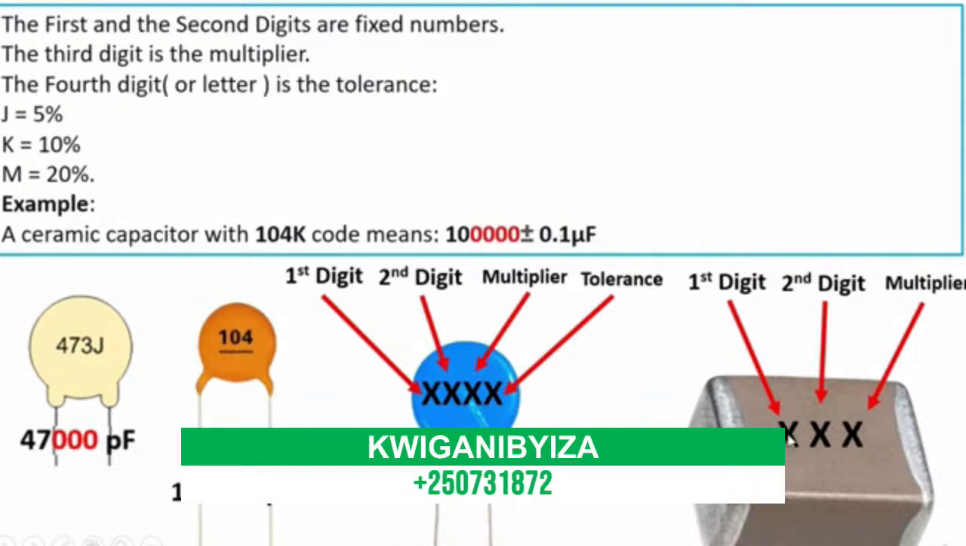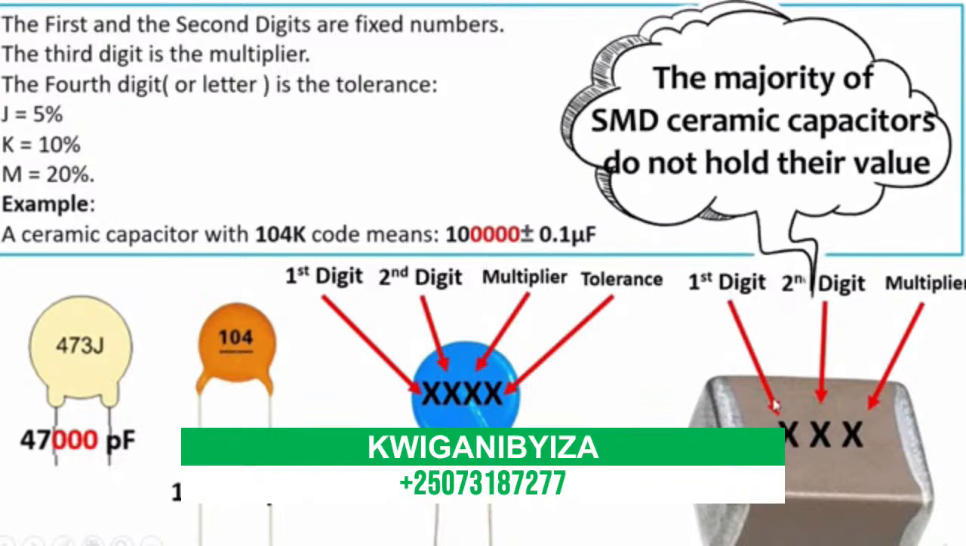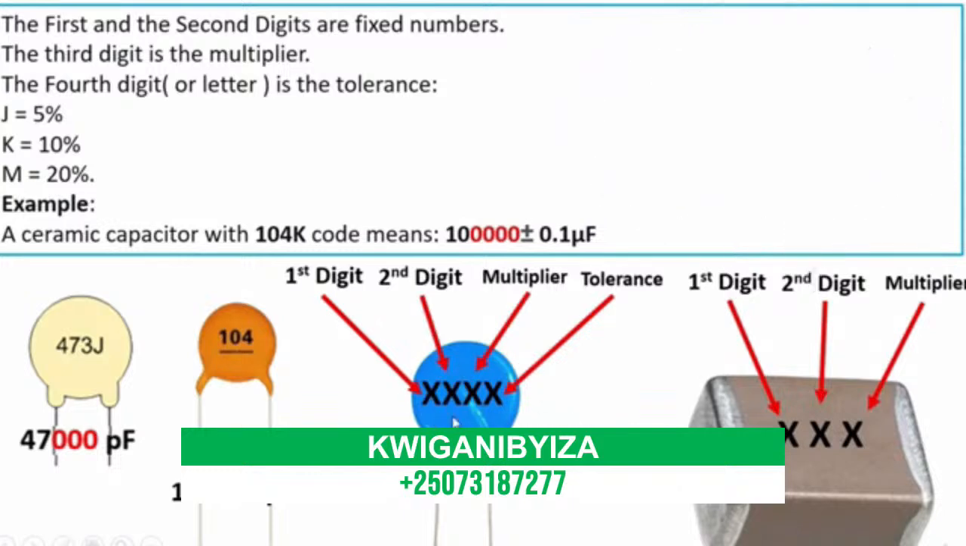We have here three numbers, so always the first digit, the second digit, and this is the multiplier. But if we have four digits, the first digit, the second digit, the multiplier as digit number 3, and the fourth digit is the tolerance. This digit has to be J, K or M.